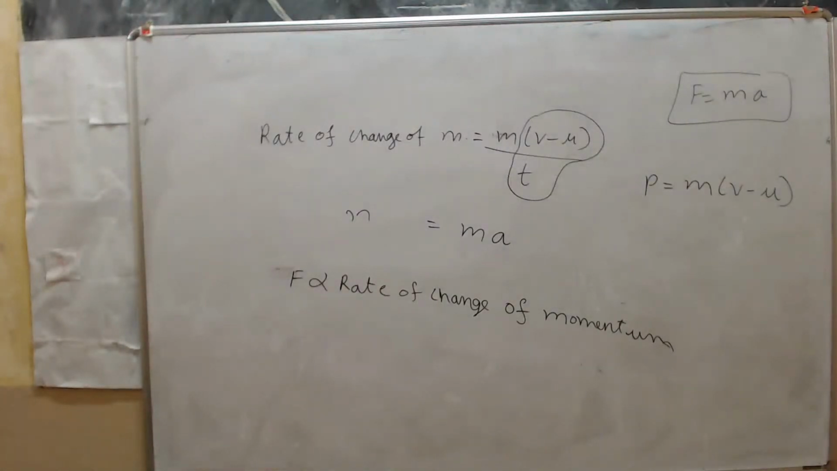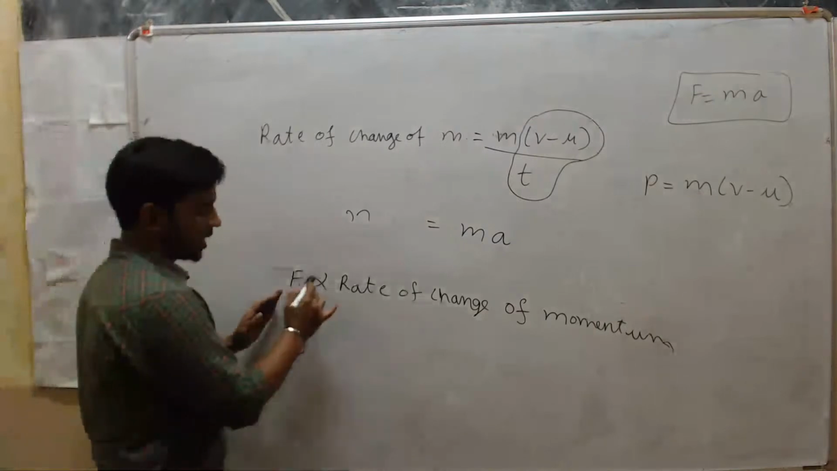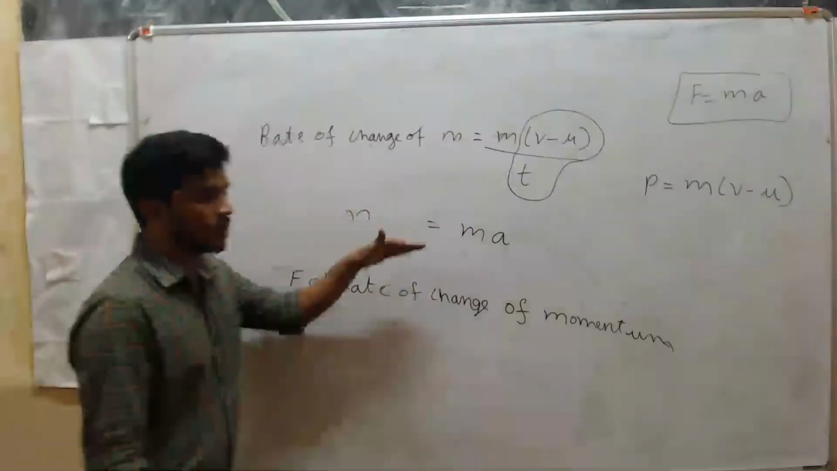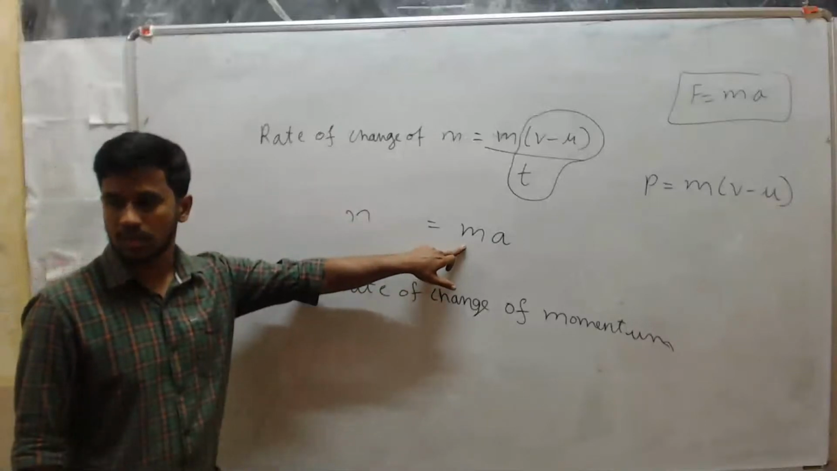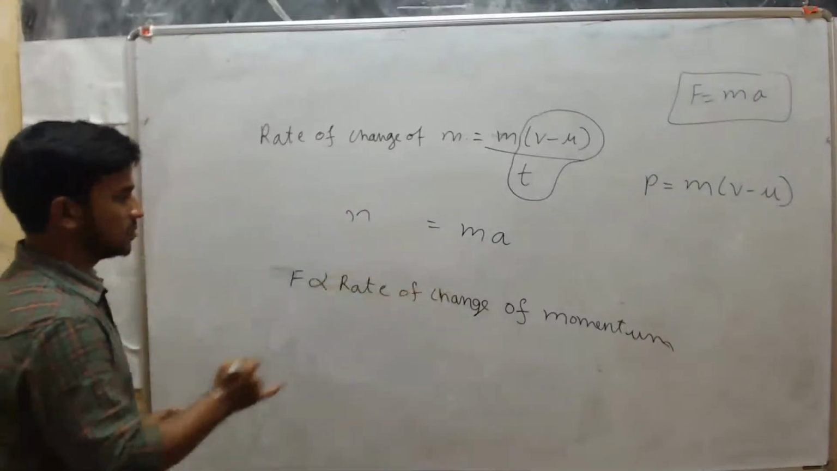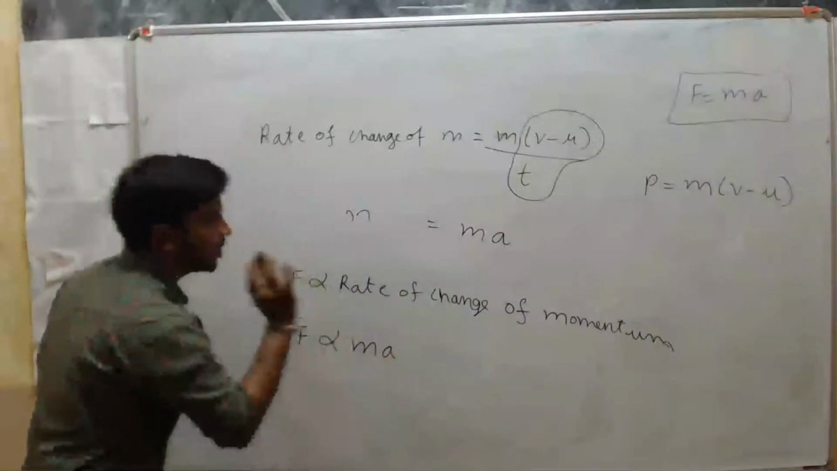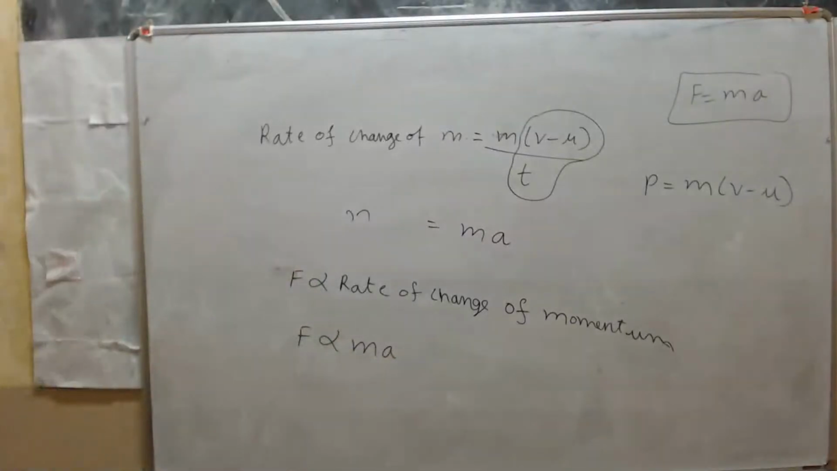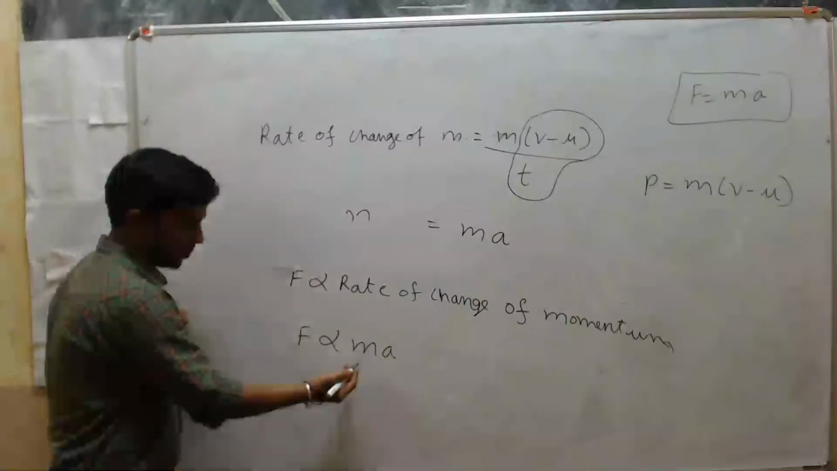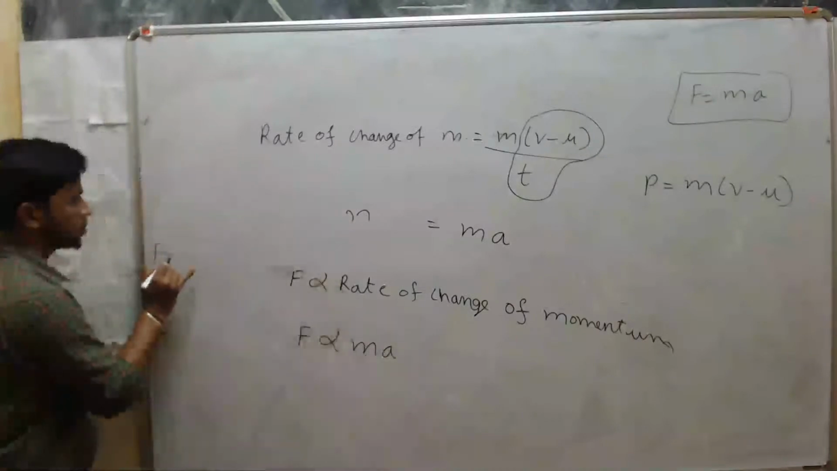So using that second law statement, we can now prove F is equal to ma. Here F is directly proportional to the rate of change of momentum. But here we got that the rate of change of momentum is equal to m into a. So now substitute here. We can write F is directly proportional to m into a. Clear? Okay. So now we need F is equal to m into a.